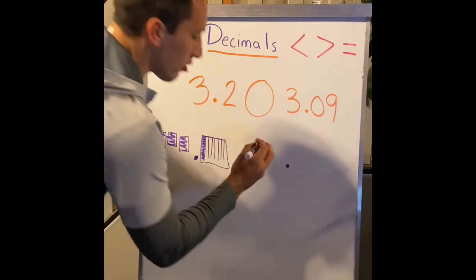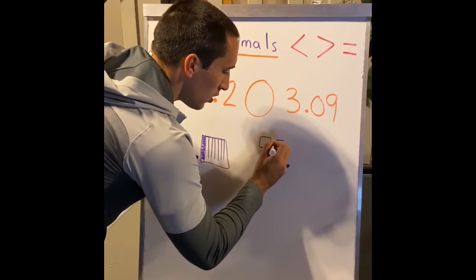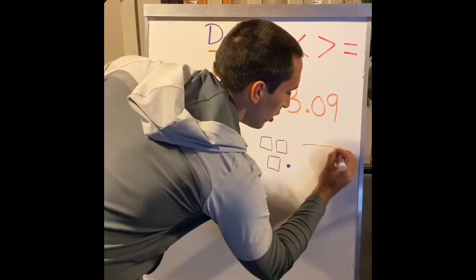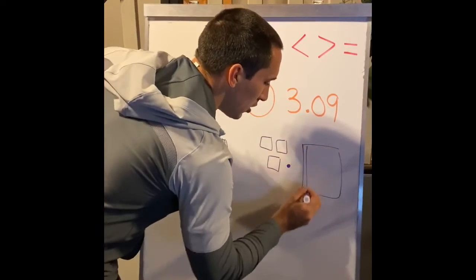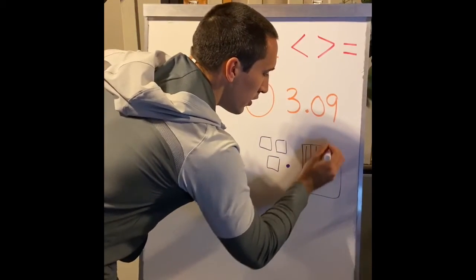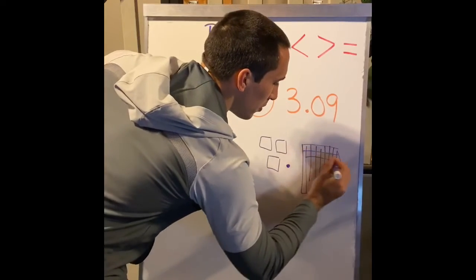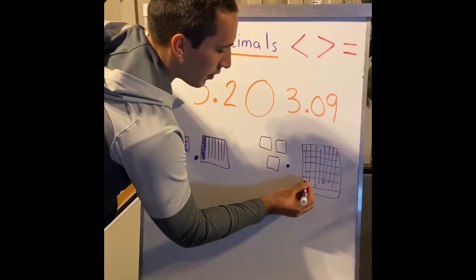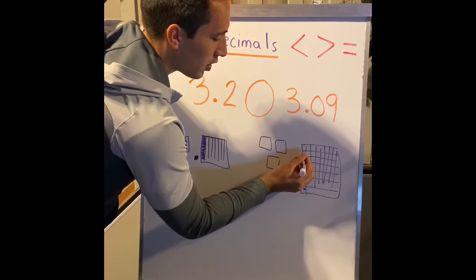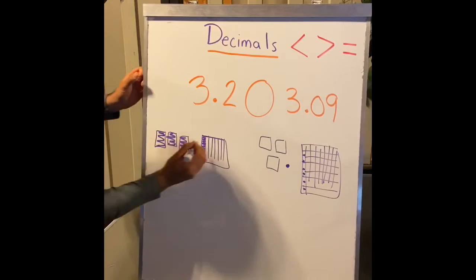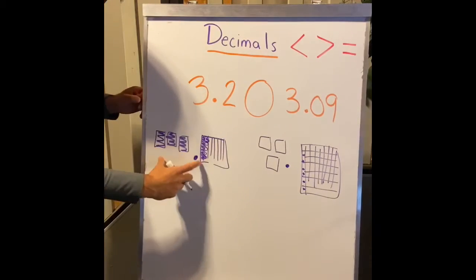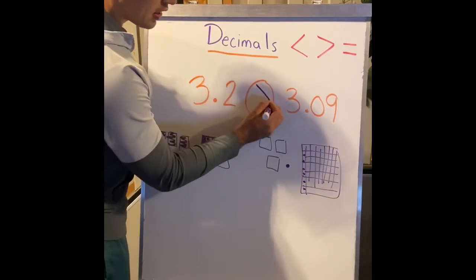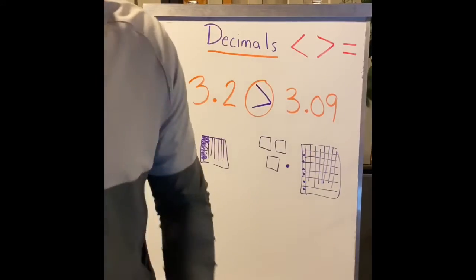Now over here I have 3 wholes, and 9 hundredths. So remember, that's when we have to split it up into 100 pieces. And we're going to shade in 9 of them. So we look at 3 and 2 tenths versus 3 and 9 hundredths. We know 3 and 2 tenths is greater.